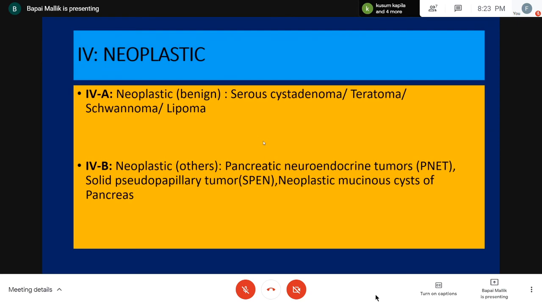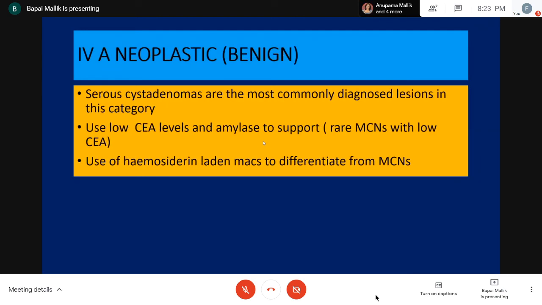These are the ones which are neoplastic others, and there is a reason why they have been put under the others category. So what about the neoplastic benigns? The serous cystadenomas are the most commonly diagnosed lesions in this category. You can use low CA levels and low amylase levels to support, but remember that there will be MCNs with low CA levels. I have already spoken about that.